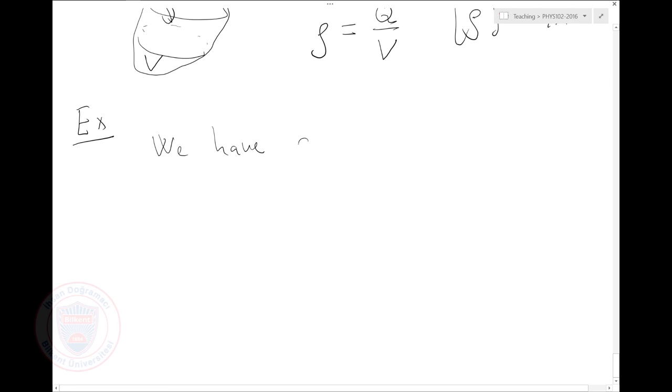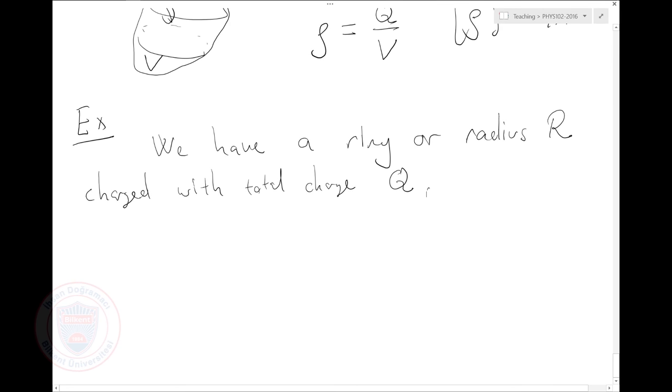We have a ring of radius R charged with total charge Q. Find the electric field on the axis that's passing through the center of the ring.